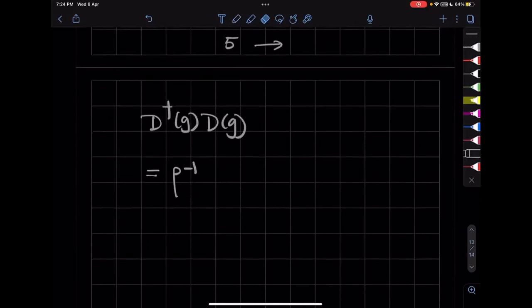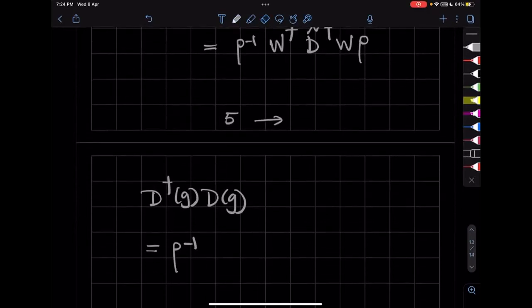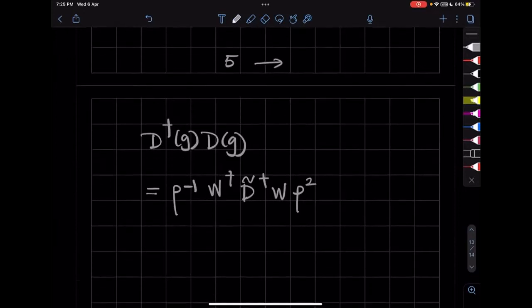Okay, so we have rho inverse W dagger D tilde dagger W rho. And then we have D, but D has at the beginning another rho. So we have here rho squared. And then we have W dagger D tilde, then we have W rho inverse. Okay.